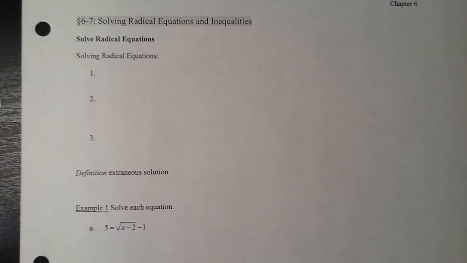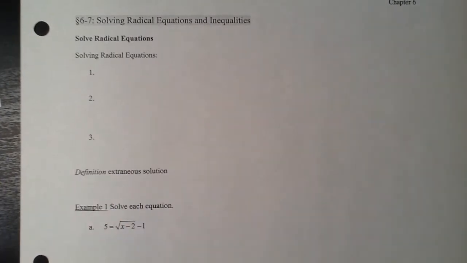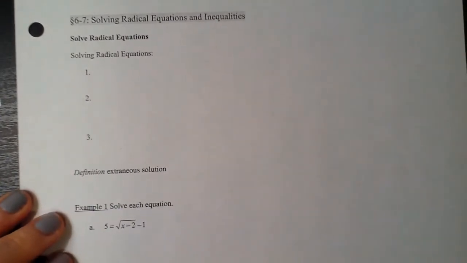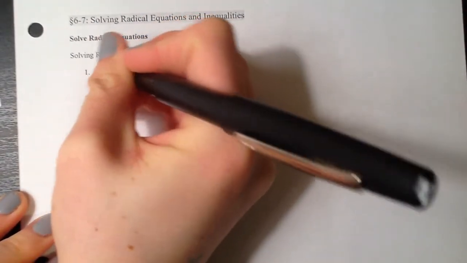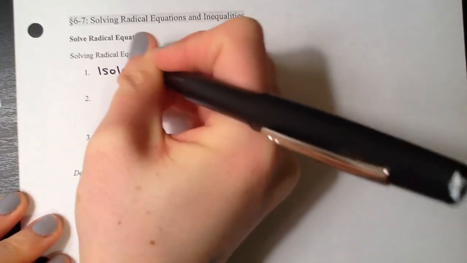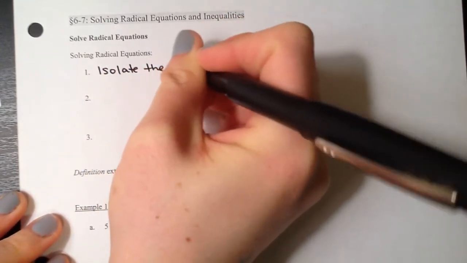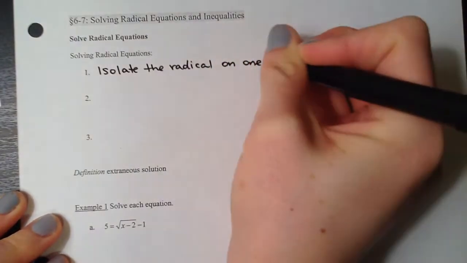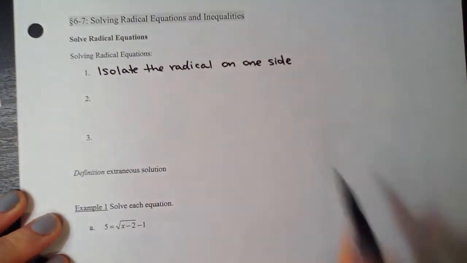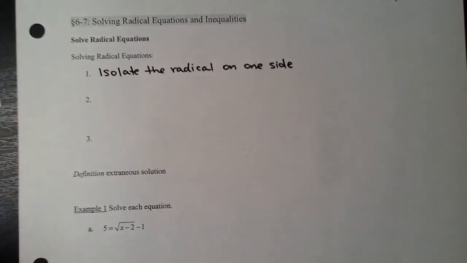So solving radical equations, we're going to go back and forth between, I'm going to give you the steps, and then we're going to go through example 1, kind of following each step as we go. All right, so first step, and this step is very, very important, we have to isolate the radical on one side. Meaning on one side of the equation, all you have is something that's under the main square root.